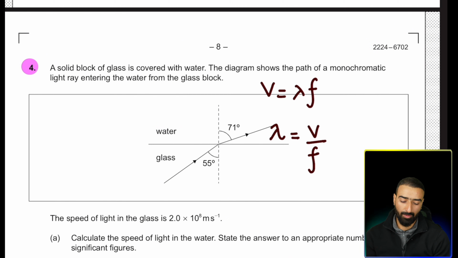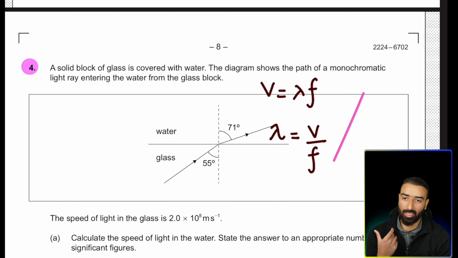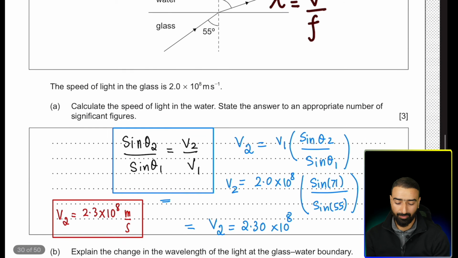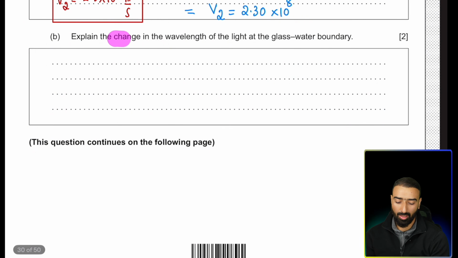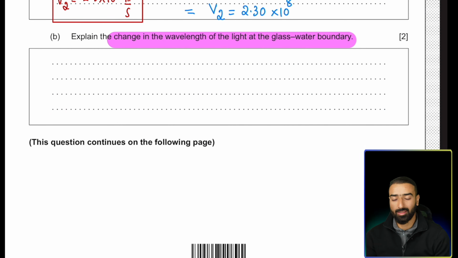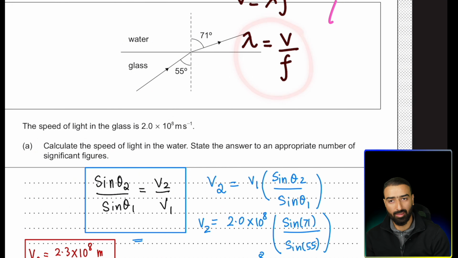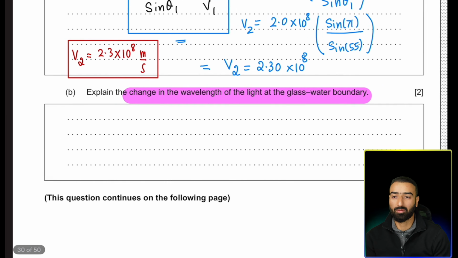Lambda equals v over f. Since the speed has increased and the frequency always stays the same, when a wave goes from one medium to the other medium, the frequency never changes. It's just the wavelength that changes. And in our case, since v increases, that means lambda has to increase. So the change in the wavelength of the light is that it increases, and we can supply this equation as a reasoning. And that completes the second part of the problem.